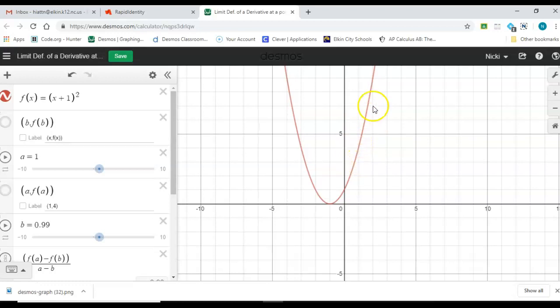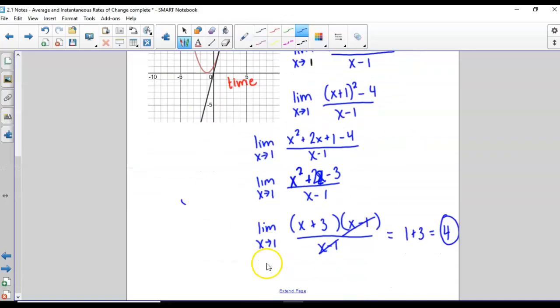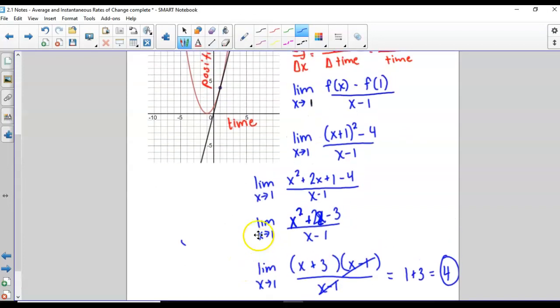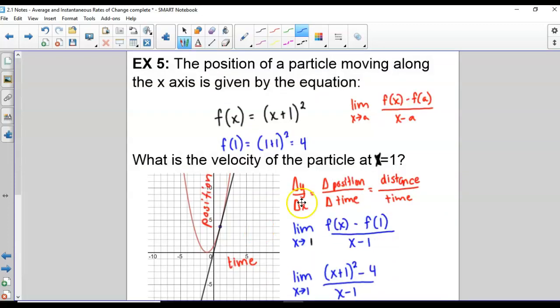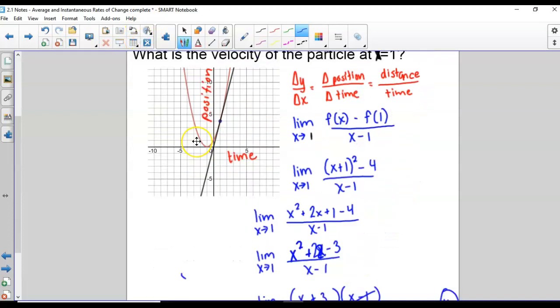But you can at least kind of get a guess of what you think the slope will be there. But we do need to know how to do it by hand to get that more accurate answer there, because our guess probably would not have been as good without that line there. All right, questions on 5?